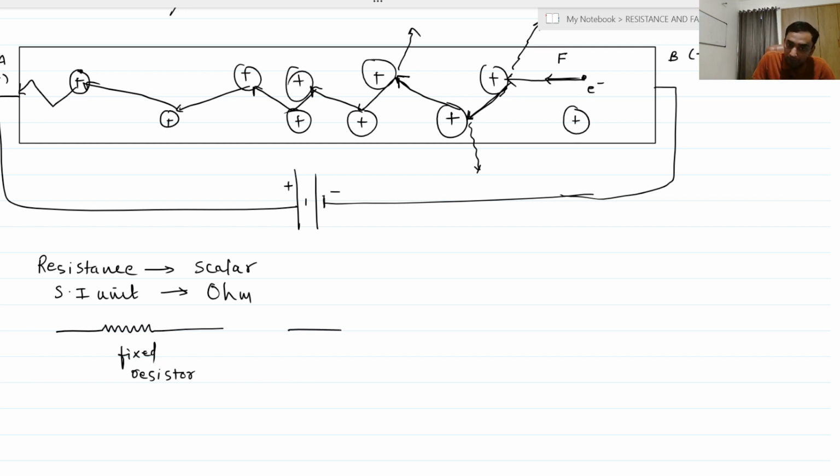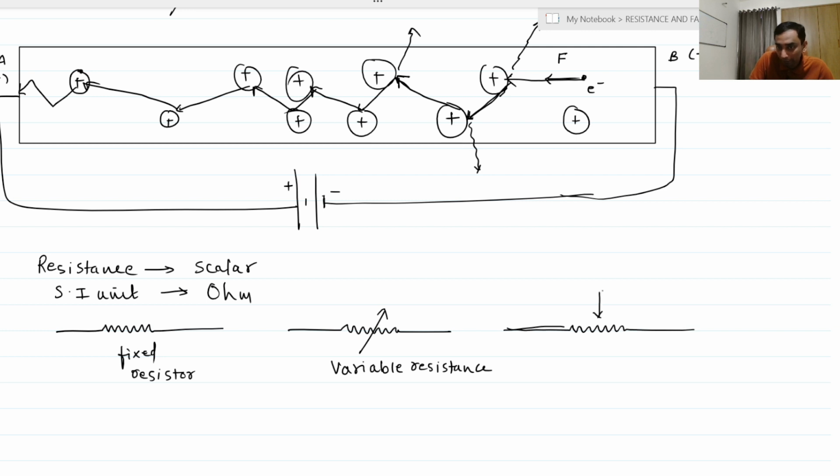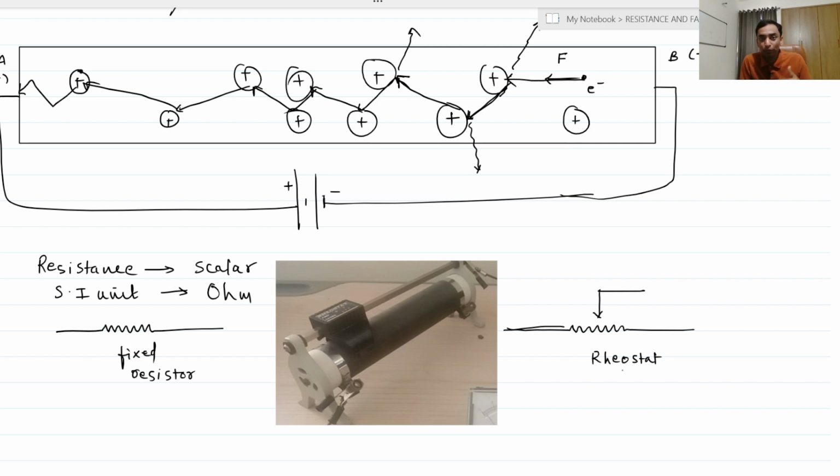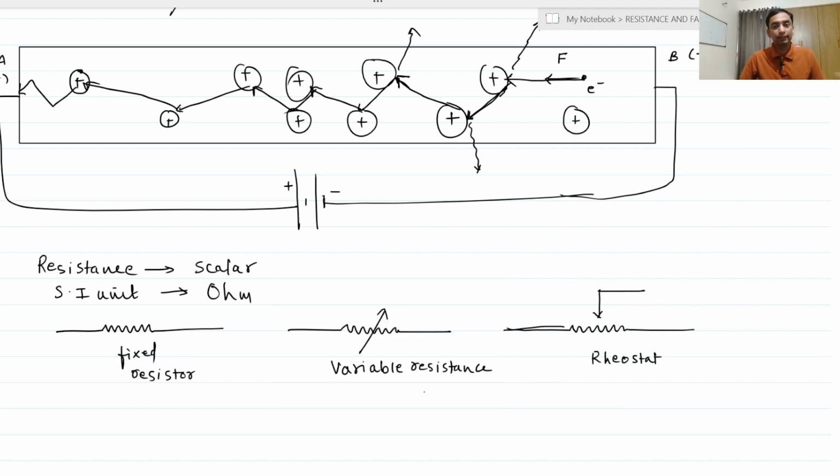And then there are a few apparatuses or instruments whose resistance is variable, right? We can change its resistance. So this is the symbol for variable resistance. And then we have one special case of a variable resistance with a jockey which can slide over. This is known as a rheostat. Now the rheostat is a type of variable resistance whose resistance can be changed, right? So variable resistance can be of many types, but the rheostat is a special kind of variable resistor. Now let's look into the factors that affect the resistance.